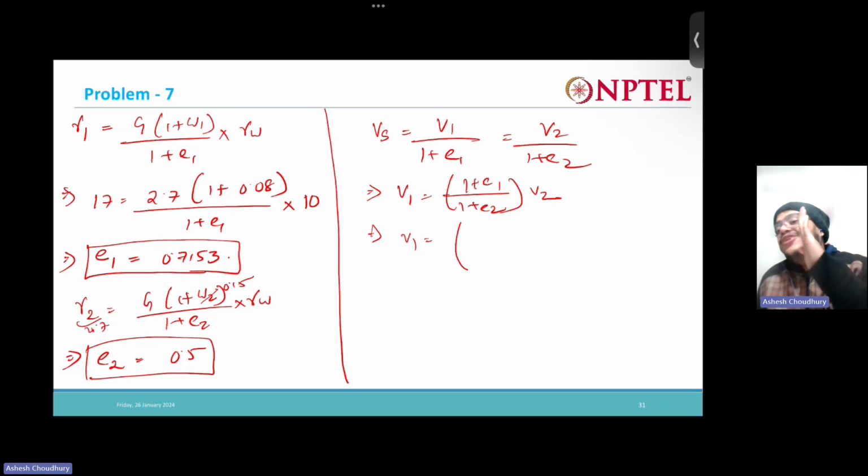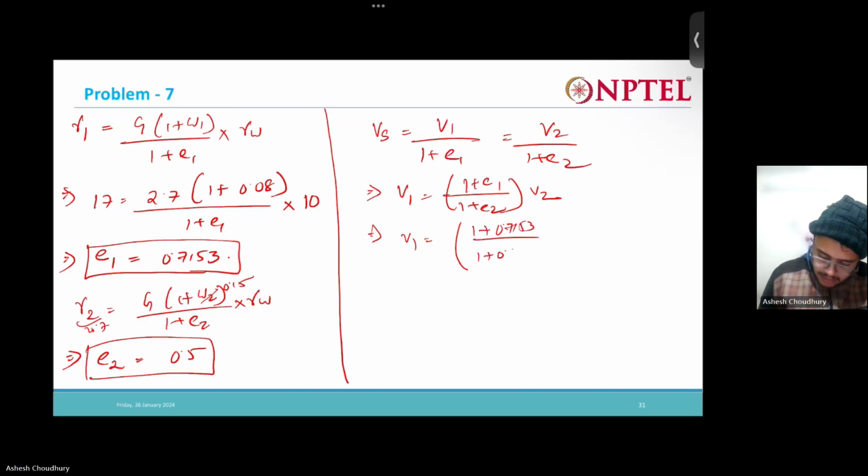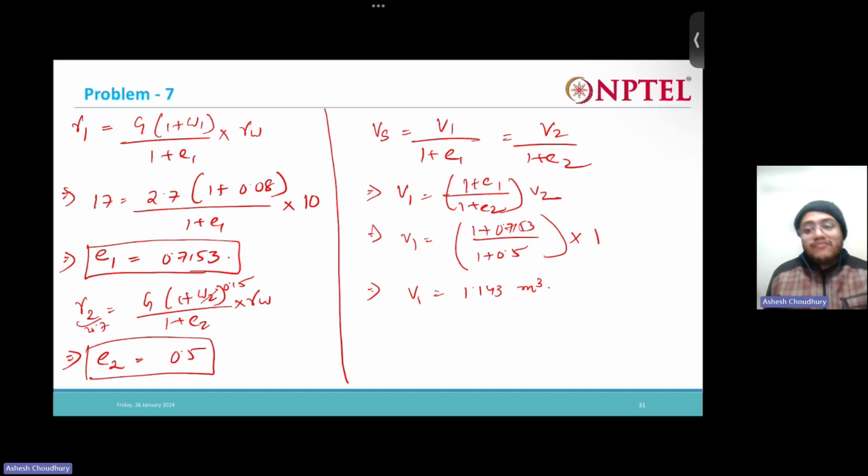what is V2? V2 is for every 1 meter cube. Every 1 meter cube, right? So 1 plus 0.5... V1 will come out as 1.143 meter cube. So for constructing 1 meter cube of the embankment, I have to excavate 1.143 meter cube of the soil at the pit. So 1.143 meter cube of soil will be accommodated to construct 1 meter cube of embankment.